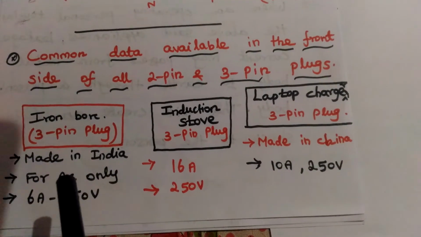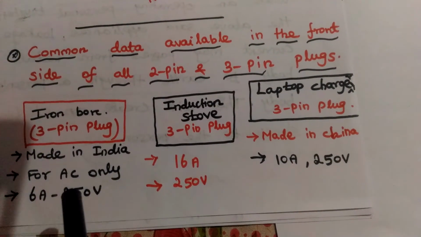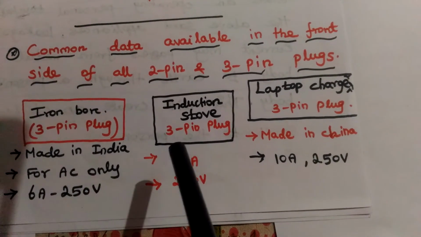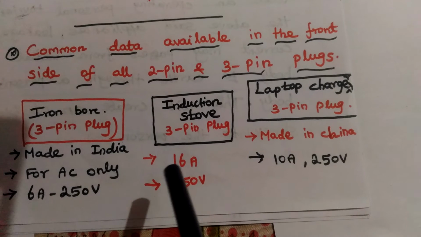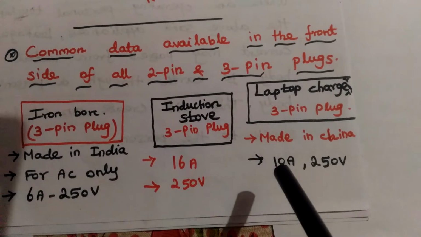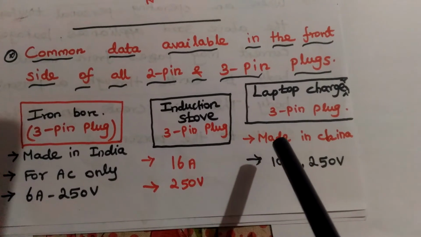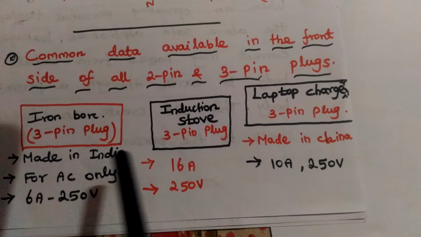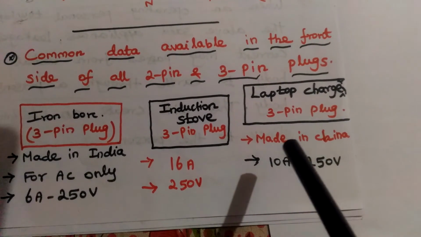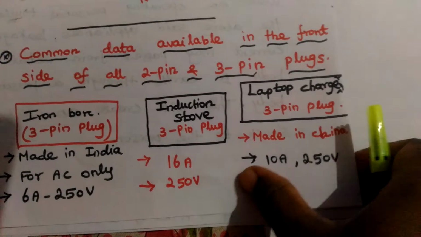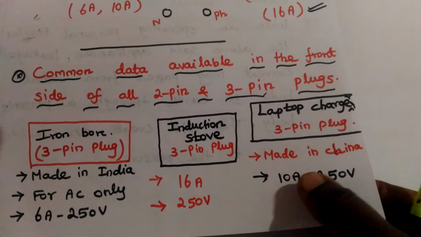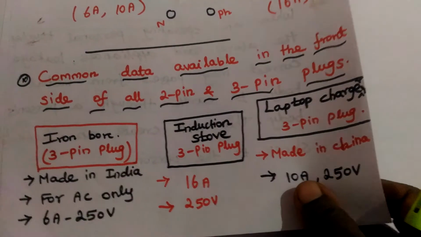And here notice one thing. In India, the current ratings of plugs manufactured are 16 amps and 6 amps only. That is, 6 amps and 16 amps are the standard current ratings of plugs manufactured in our country. Other countries manufacture other ratings like 10 amps. That's why here they put made in China. Here you see made in India 6 amps, but the 10 amps plugs are manufactured by other countries, so they put made in China. So this is some general information about the 3-pin plug, what pins are available and what data is available on the front side of the 3-pin plug.